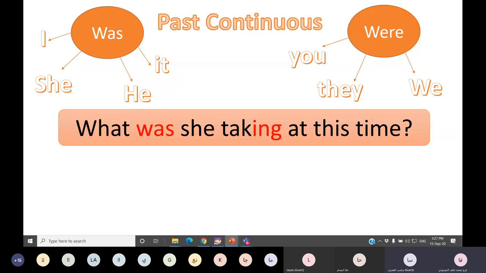Can you read it? What was she taking at this time? Thank you, Selma. You did wonderfully. Excellent, sweetie.